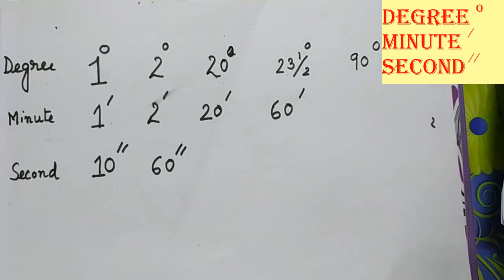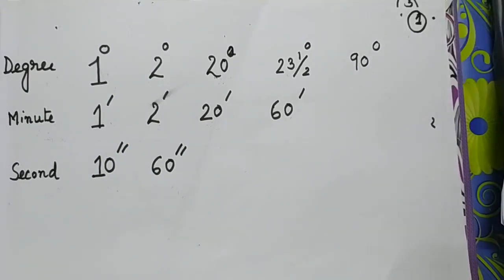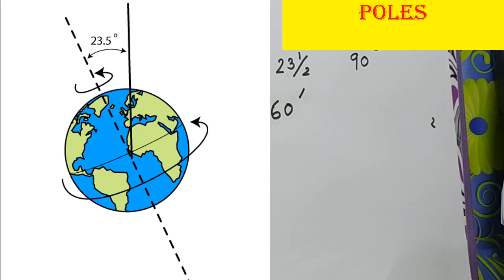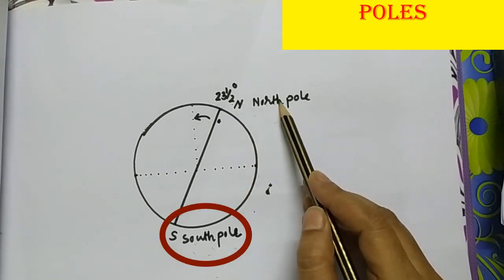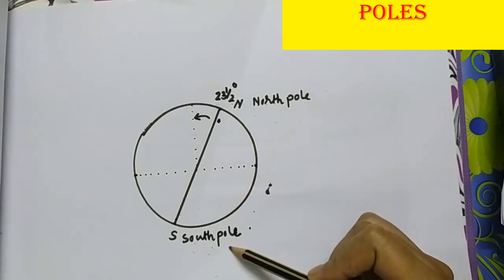The next important term is the poles. The end points of the axis of the earth are known as the poles. The poles are always fixed. The northernmost point is called the North Pole and the southernmost point is called the South Pole. North Pole and South Pole.